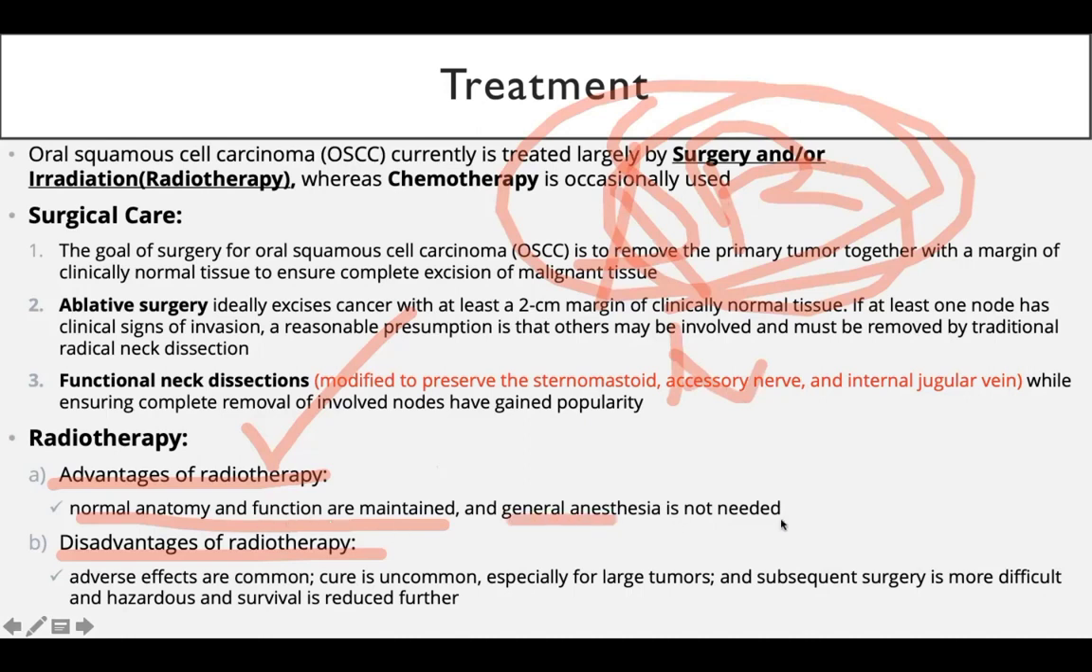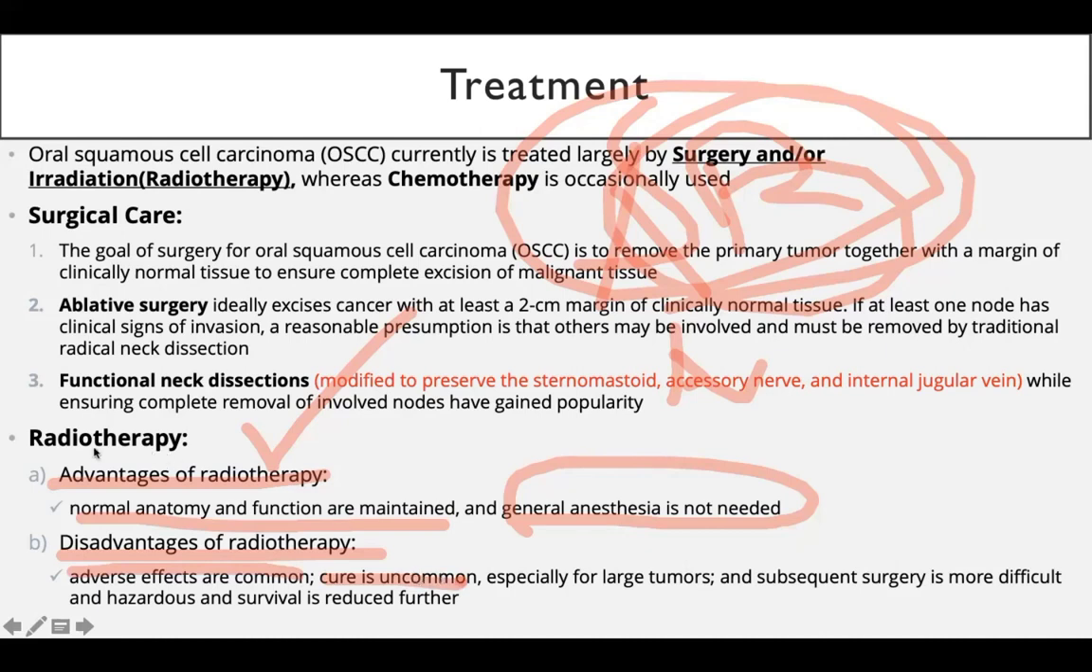And general anesthesia is not needed, as in the case of surgery. To perform surgery, we need general anesthesia or local anesthesia. But for radiotherapy, the advantages are that normal anatomy and function are maintained because we are not removing any anatomical structure, and general anesthesia is not required. What are the disadvantages? Adverse effects are common. Radiotherapy has some adverse effects. Cure is uncertain.